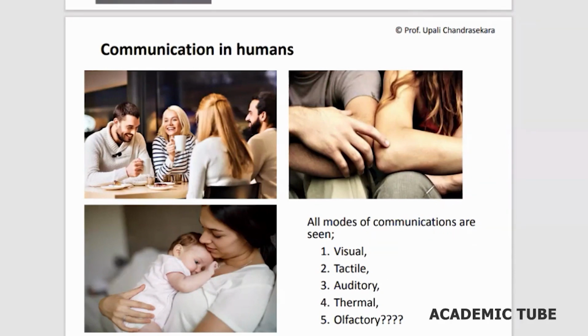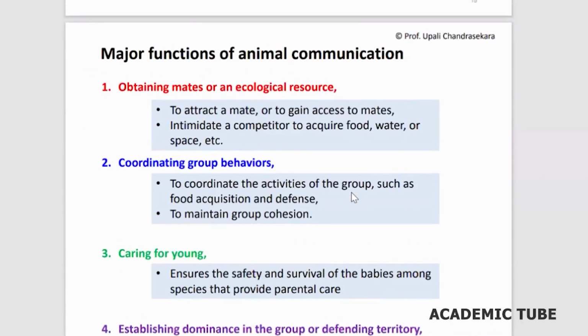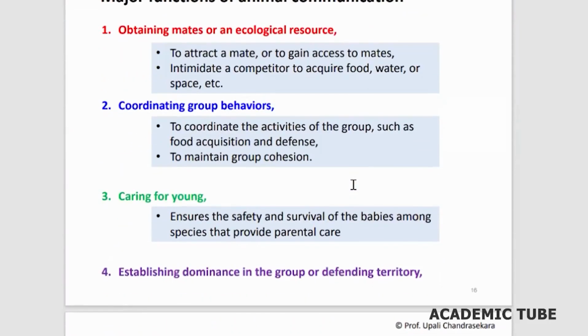Good. And finally, I'll tell you about the major functions of animal communication. So animals communicate with each other to obtain mates or an ecological resource. Now, obtaining mate, identifying the opposite sex to attract that opposite sex to you. All those things are involved to attract a mate or to gain access to mates, right? Then to get an ecological resource.